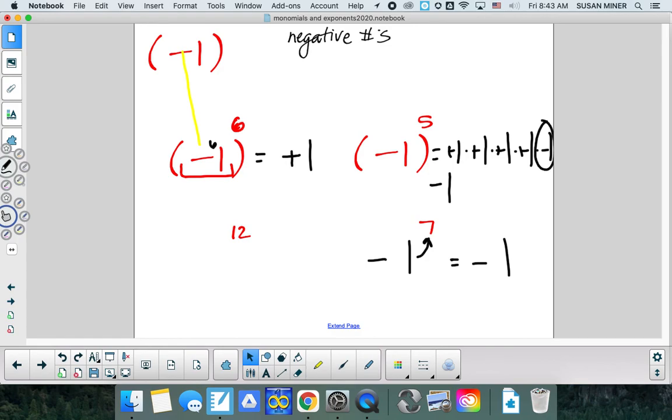So really the only time that I'm going to end up with a positive is if I have an even numbered exponent and parentheses. So if I have negative numbers in there, I have to be careful about that. I have to be checking for that, and that's something I want to look for.